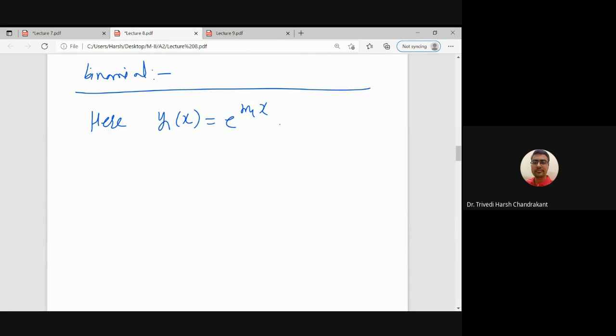So here, how to find the second function? This method is known as the reduction of order method. Any doubt? So we shall be using the reduction of order method here to find the other solution.